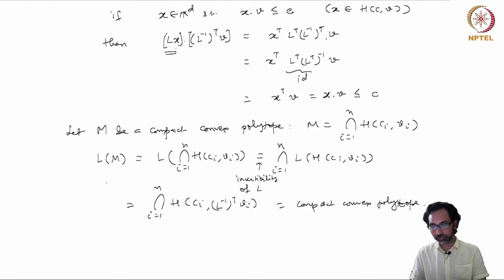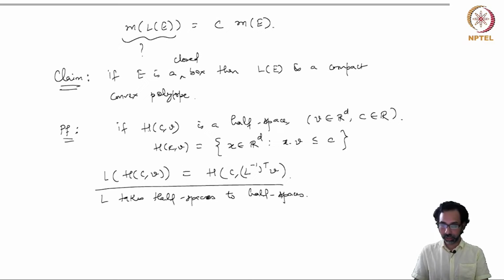So in fact, L takes a compact convex polytope to a compact convex polytope, and since a box in itself is a compact convex polytope, then the image of the box will again be a compact convex polytope. So we have shown that if E is a closed box, then LE is a compact convex polytope.